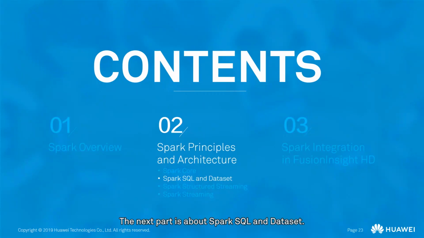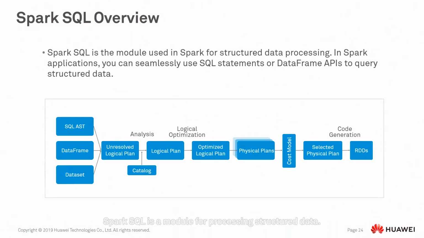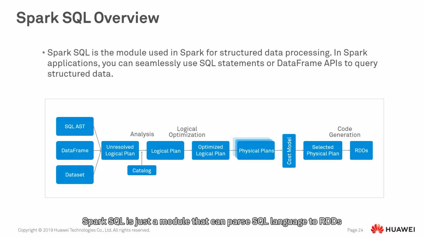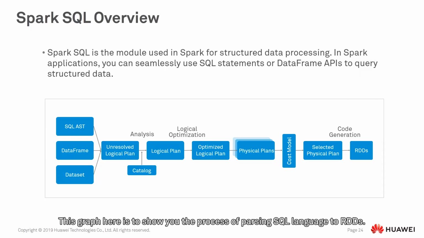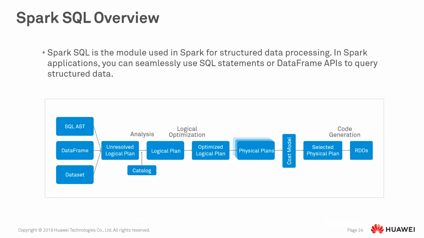The next part is about Spark SQL and Dataset. Spark SQL is a module for processing structured data. In a Spark application, SQL statements or DataFrame APIs can be seamlessly used for querying structured data. Simply speaking, Spark SQL is just a module that can parse SQL language to RDDs and then use Spark Core to execute. This graph here is to show you the process of parsing SQL language to RDDs.